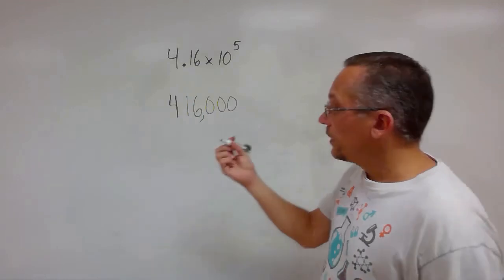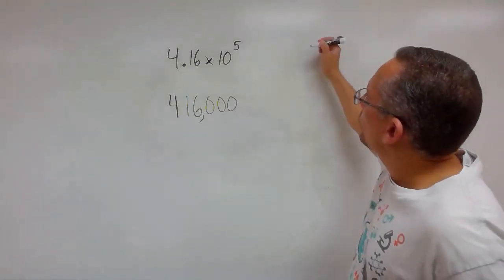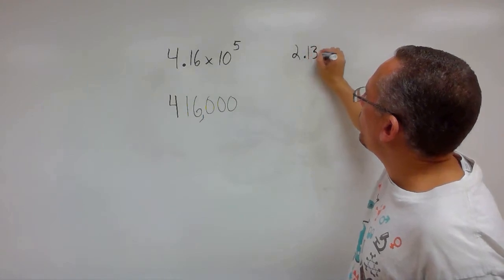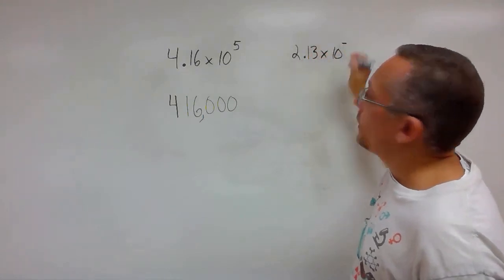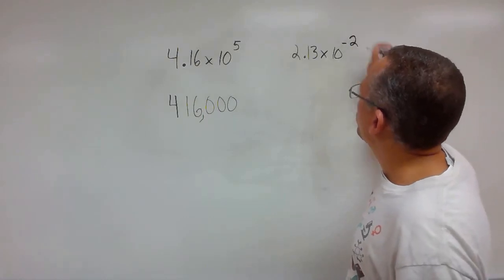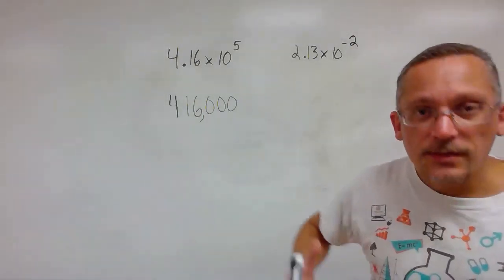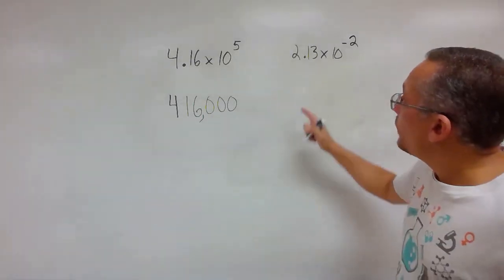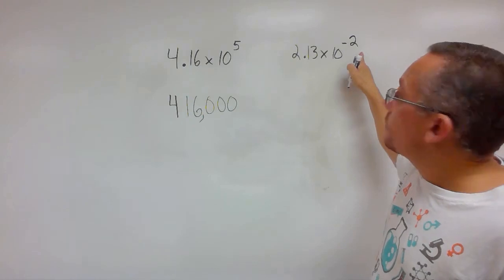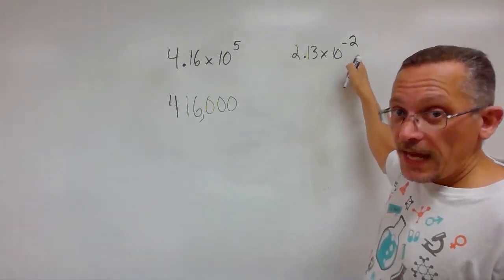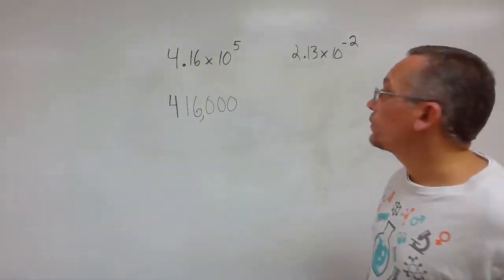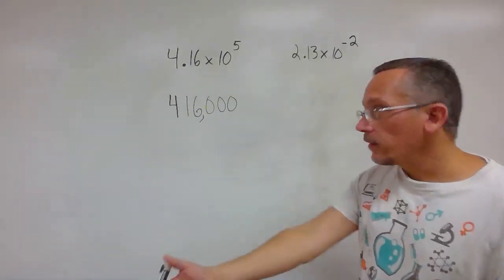Maybe I had a number like, I don't know, say it was 2.13 times 10 to the negative second power. And we want to know what is that in standard notation. Okay. Well, our decimal point was here, and it was moved negative 2 places to the left, which means it was moved 2 places to the right, which means to take it out, let's move it 2 places to the left.